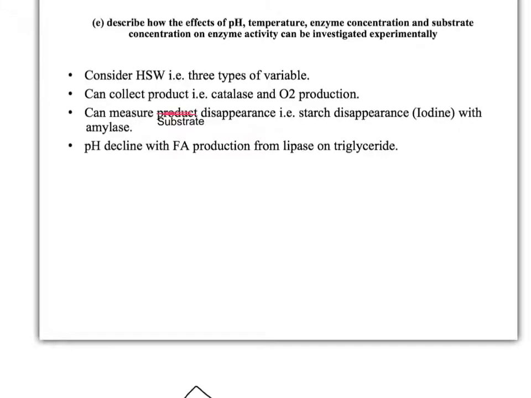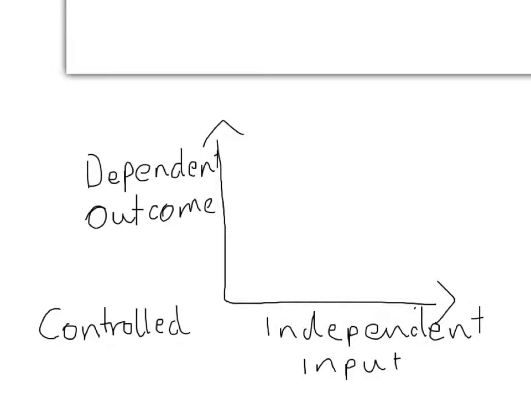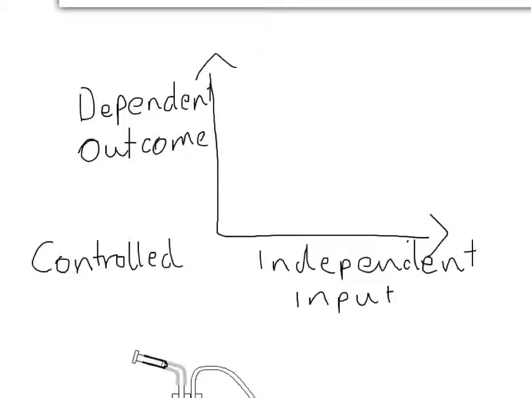This slide looks at experimental considerations when doing experiments on all the things we've just looked at, so the effects of pH, temperature, enzyme concentration and substrate concentration on enzyme activity, things we ought to think about if we're doing experiments. The first thing to consider is the three types of variable, which you'll have come across before. When we draw a graph of an enzyme controlled reaction, we've got the independent variable that we put on the x-axis. So we could be looking at the effect of a change of pH on enzyme activity.